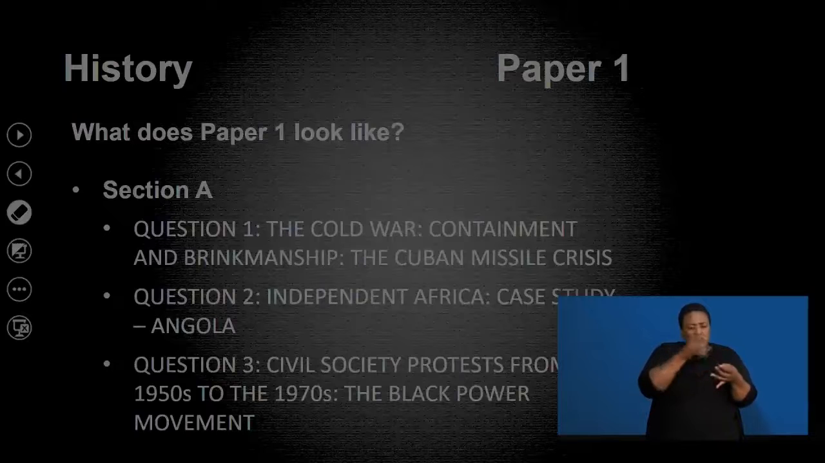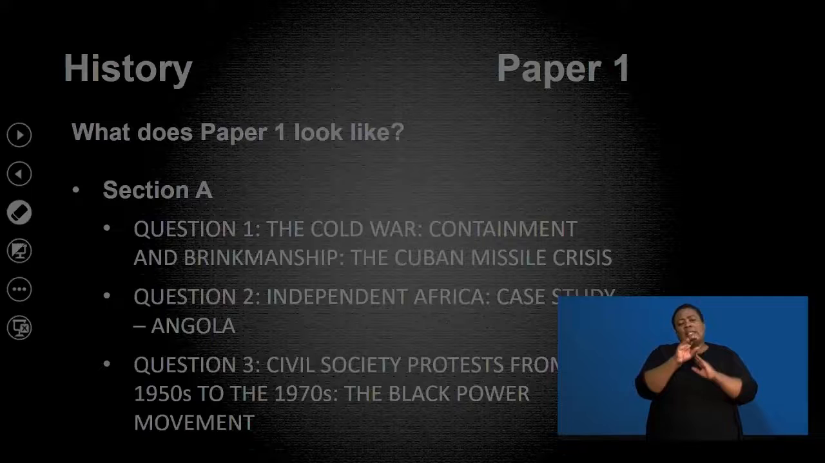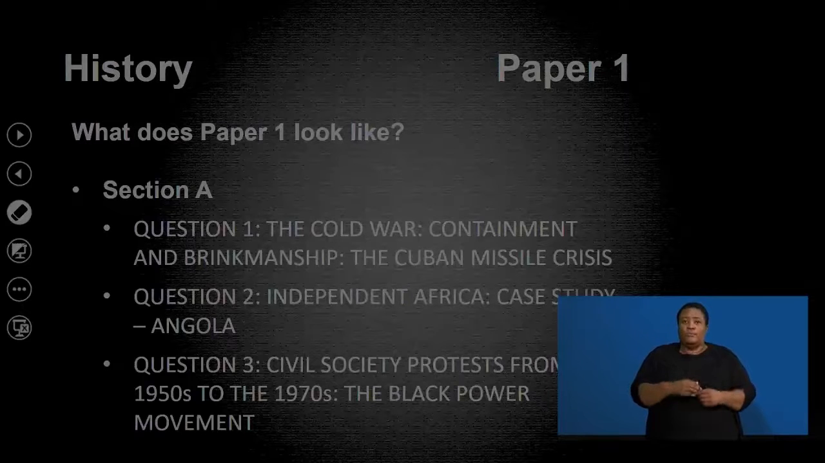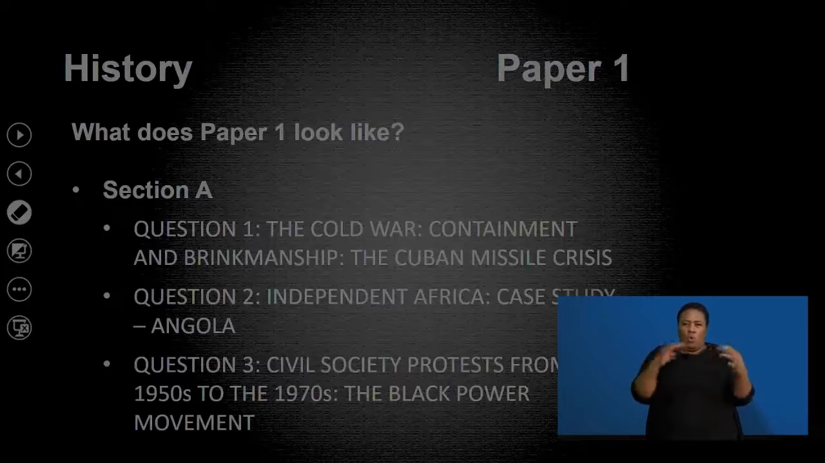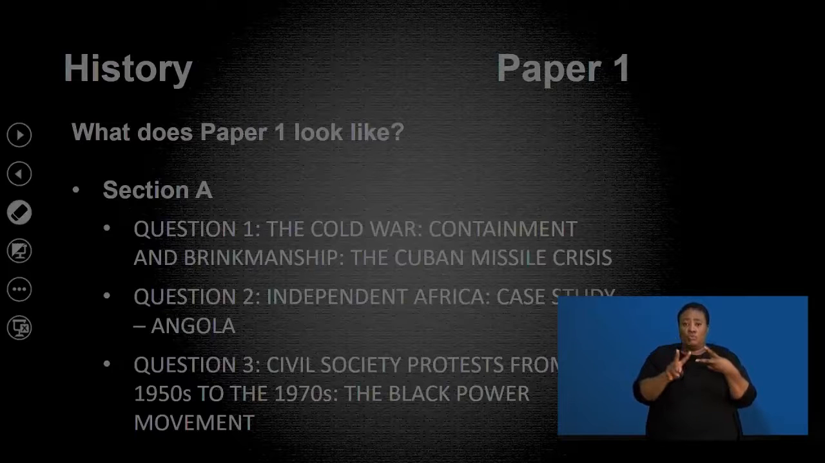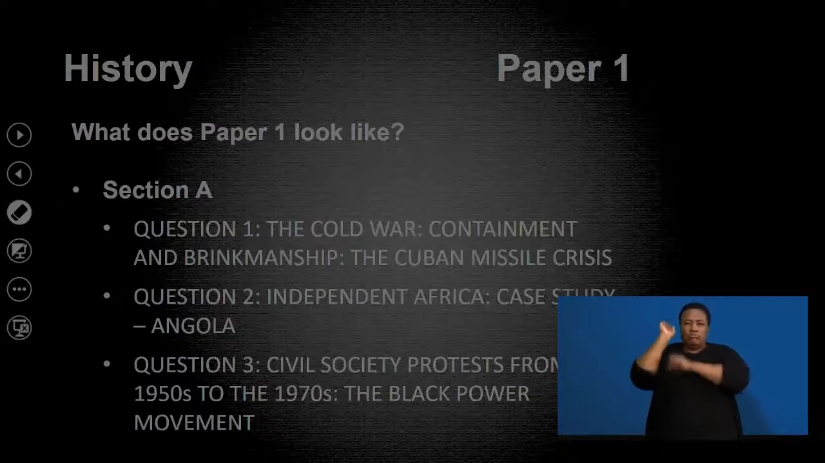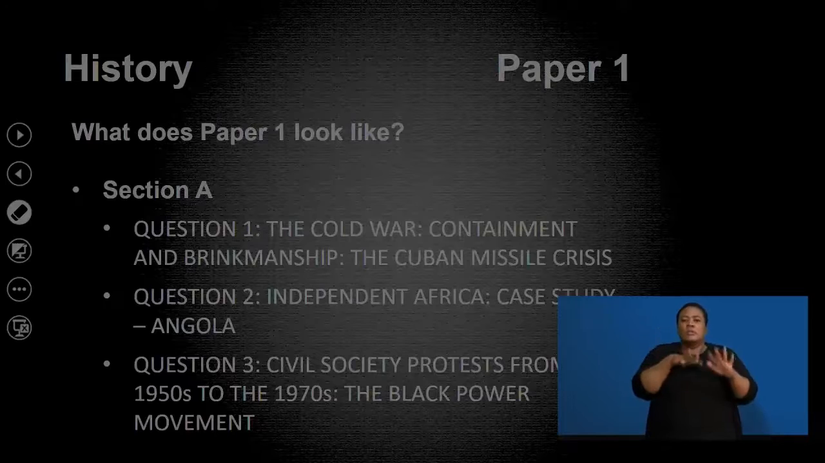If we look at the breakdown of section A, it consists of question 1, which is the Cold War, containment and brinkmanship, the Cuban Missile Crisis. Then there is question 2, which is independent Africa. The case study is Angola. Question 3 is civil society protests from the 1950s to the 1970s, the Black Power movement.